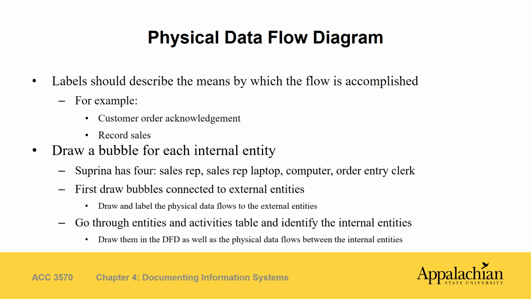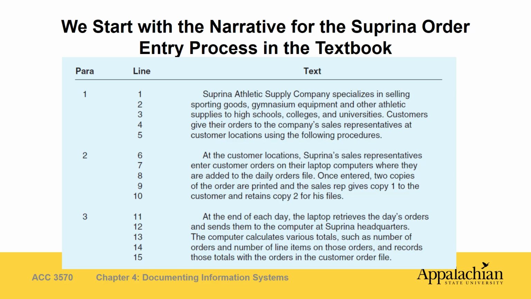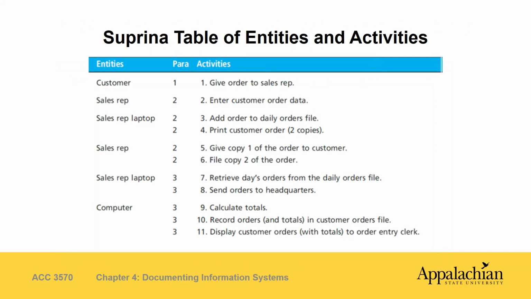And then you go through the entities and activities table and identify the internal entities. Draw them in a data flow diagram as well as the physical data flows between the external entities, which we have done. And the thing is, it starts with a narrative, and this is a narrative that I put in the slide in the previous class. This slide is just the narrative that was copied out of the book, and then you copy the narrative over into a table of entities and activities.